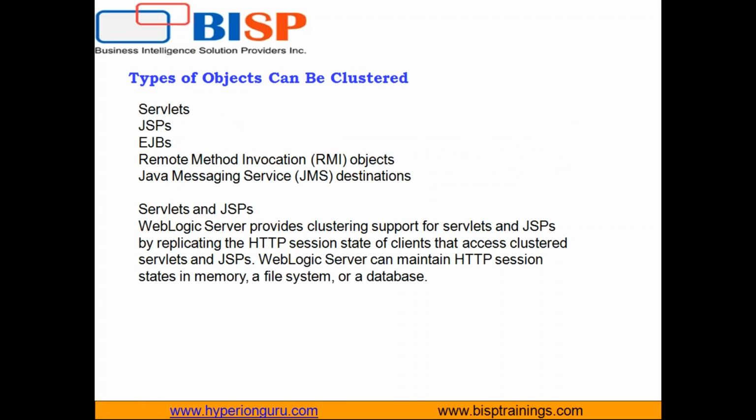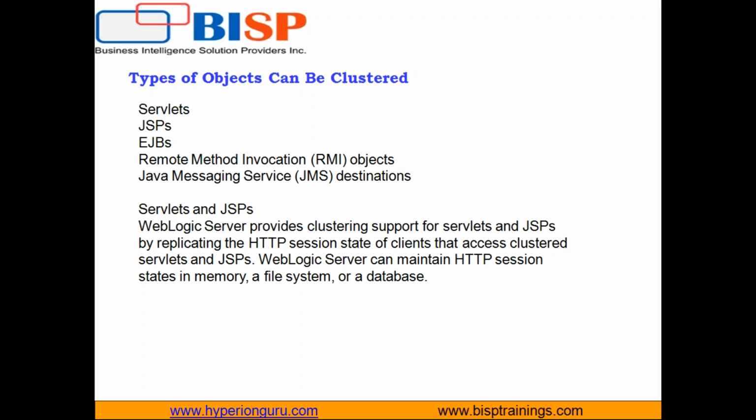Okay, so what type of objects can be clustered? We can cluster these objects. You can cluster servlets, you can cluster JSPs, you can cluster EJBs, which is Enterprise Java Beans. JSP is Java Server Pages. Remote Method Invocation, RMI objects, can also be clustered, and Java Messaging Service destinations. So these can be clustered.